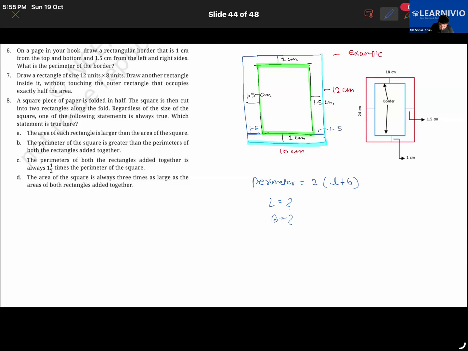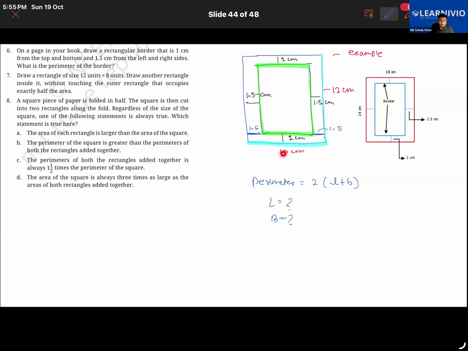Look at the one I have shaded in the blue color. This much is equal to 10 centimeter. Don't hurry, first understand the question. It is saying this much is equal to 10 centimeter. And if this much and this much is given to you, that is 1.5 and 1.5, can't you find this much of length by subtracting 1.5 and 1.5 from 10 centimeter?